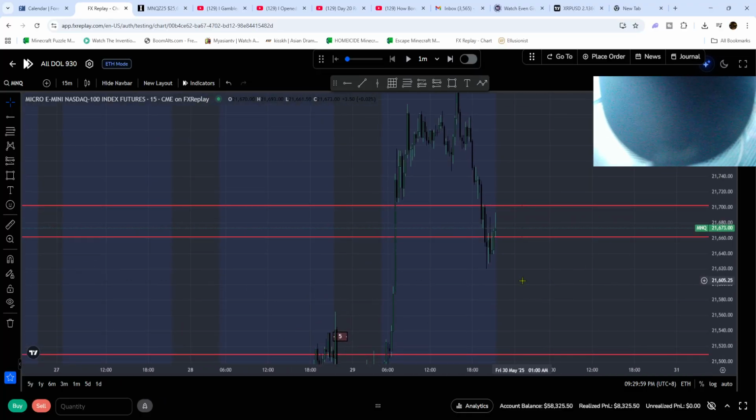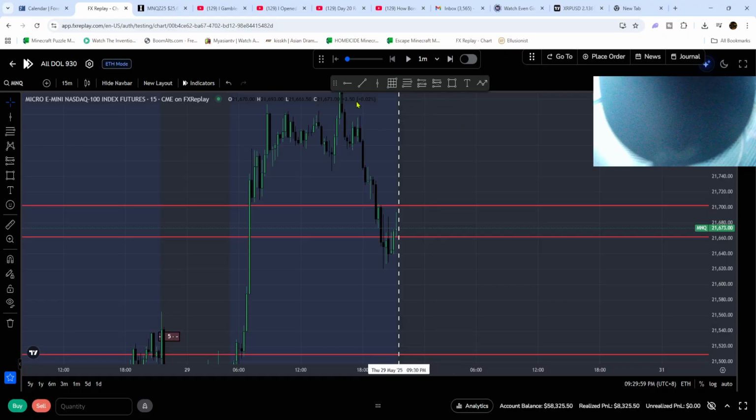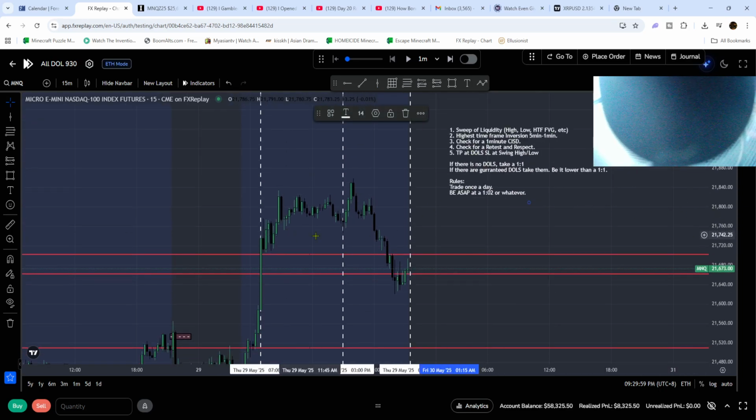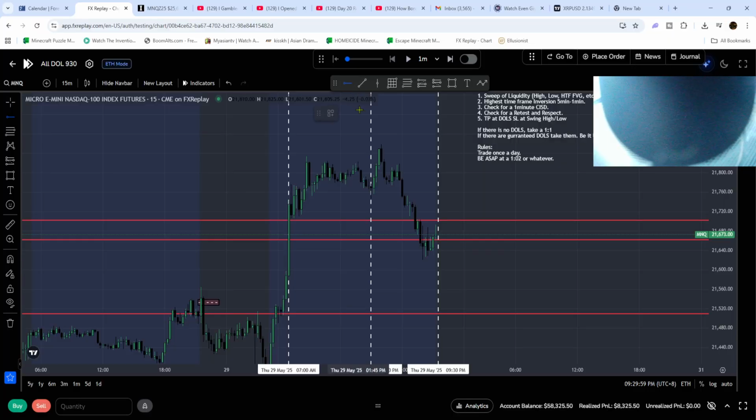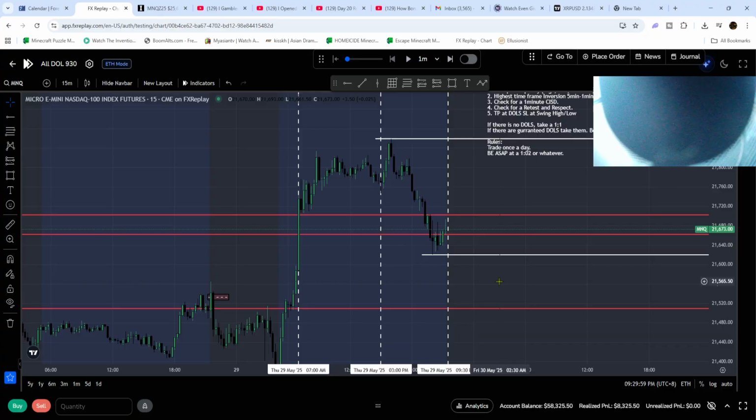So price is all the way up here. Probably looking for shorts. I mean, May, honestly, for my backtesting, was literally the worst month. So I think it's just the price action on May 2025 that sucks.